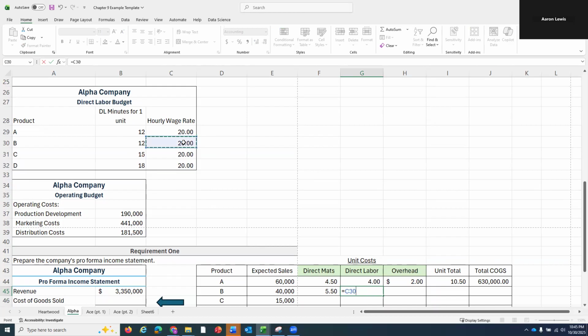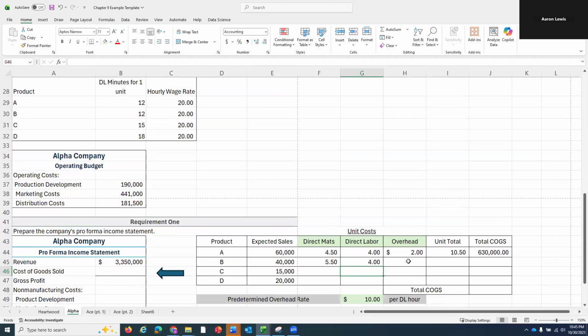And one more time, take our hourly wage rate. I'm going to multiply it by the portion of the hour that it takes to make one unit. So it would be 12 divided by 60. And that again comes up to $4, so I'm okay there. And then here for our overhead allocation, I'm going to take our predetermined overhead allocation rate of $10 and I'm going to multiply it by that 12/60ths to figure out what portion of that $10 goes into each unit.